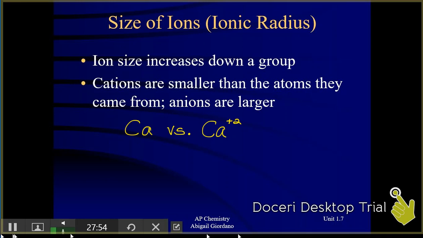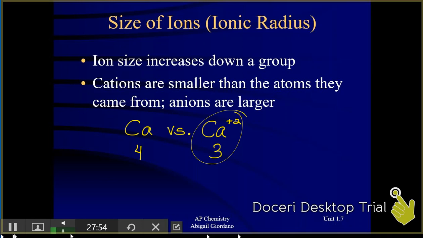Well, think about it. A calcium atom has 4 energy levels. What happens to a calcium ion? It has lost 2 electrons, its 2 valence electrons. So if you look at your periodic table, if you take those 2 valence electrons away, it now has only 18 electrons, and that means it only has 3 energy levels. So which particle is smaller? That would be this one.